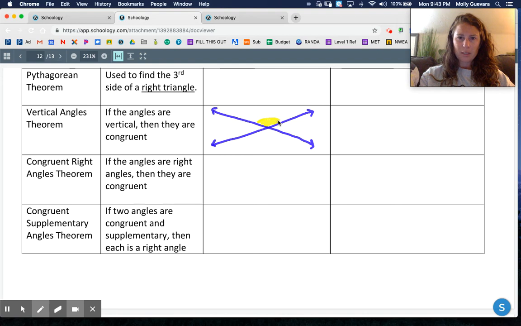Vertical angles are always just across from each other. So in this case, these two angles are directly across from each other, so they are the same measure. Okay, and then using that same idea, this angle is directly across from this angle.